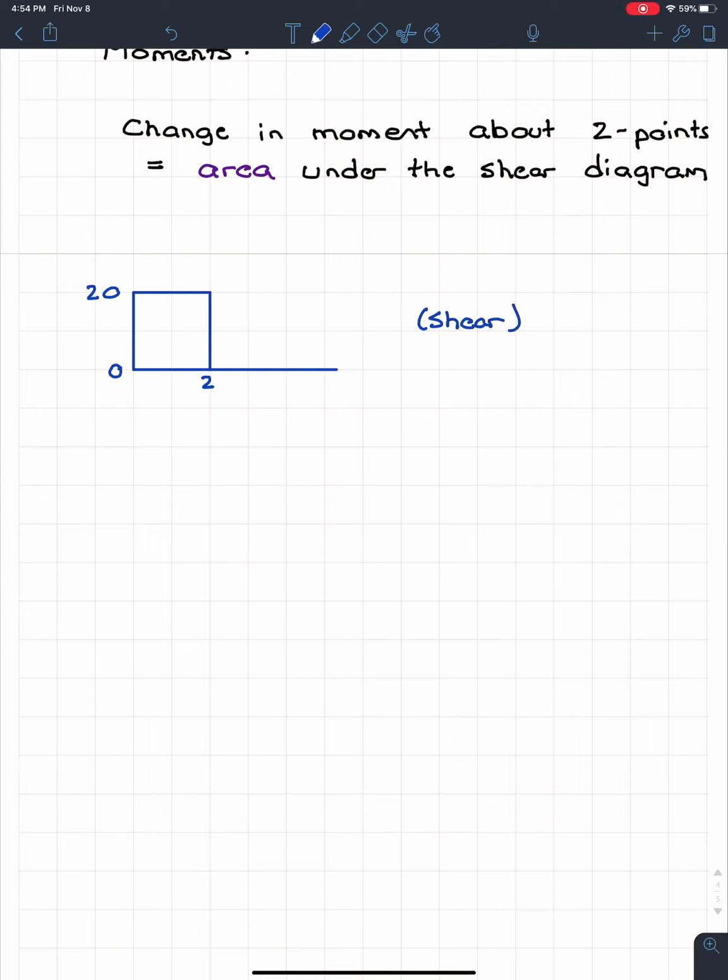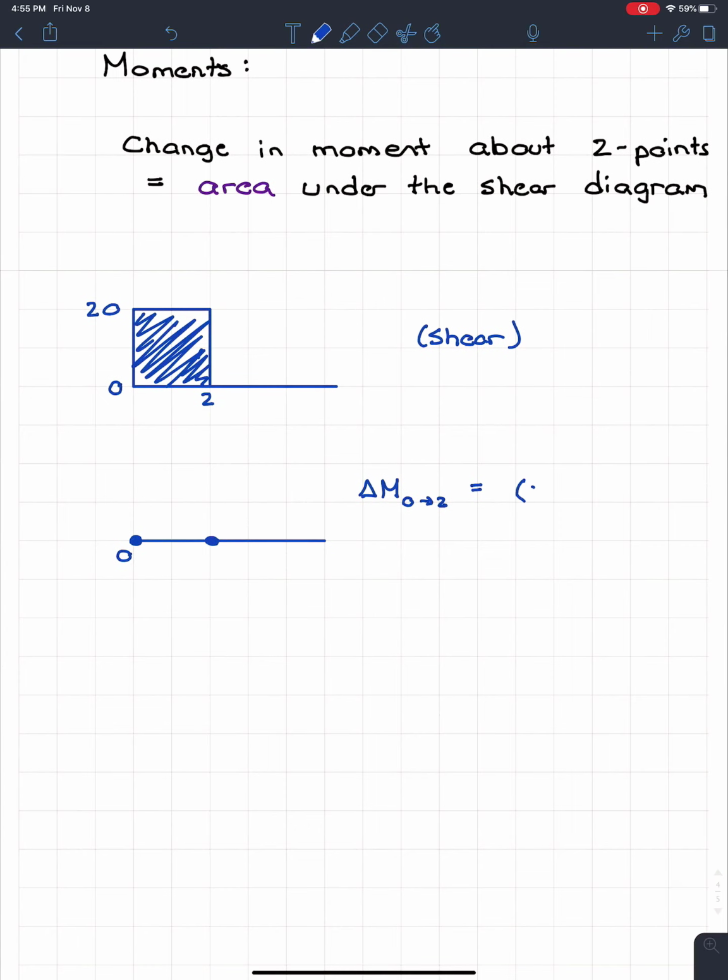Well, that means that if I'm doing my moment diagram down here, and I want to find the change in moment between 0 and 2, and we know that the moment starts at 0, to find the point at 2, all I'm going to do is say that my delta M from x equals 0 to x equals 2 is equal to the area under my shear diagram. So it's going to be equal to this area. The area is going to be 20 times 2, which is equal to 40. So what that means is that at x equals 2 on my moment diagram, my moment is going to be 40.